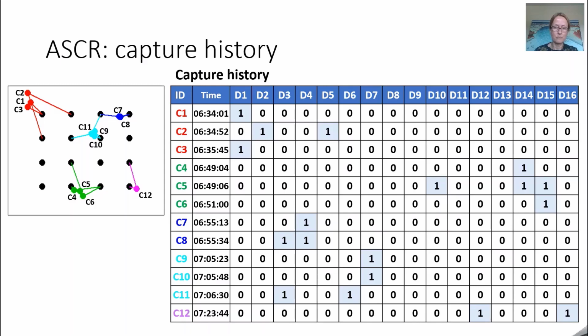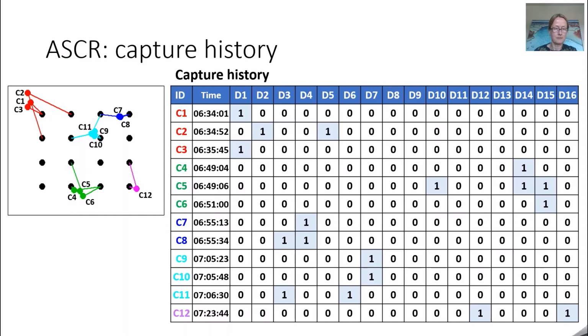But now the rows are the individual calls that were detected throughout the occasion, and the columns are still the detectors. For example, call 1 was only detected by detector 1, call 2 was detected by detectors 2 and 5, and so on. In this simple example, we use the time of detection as well. So for example, at 6:34:01, only one call was detected at D1 and at none of the other detectors. Hence, C1 is a call that was only detected by a single detector.